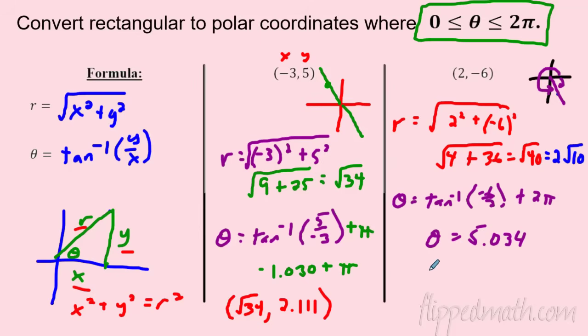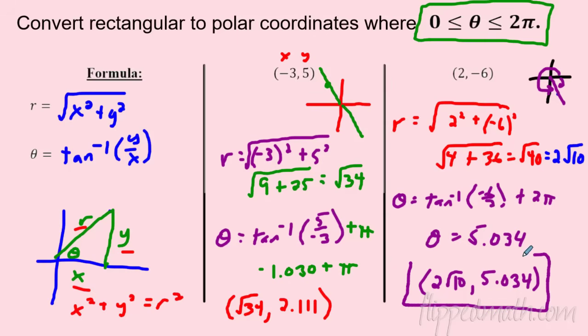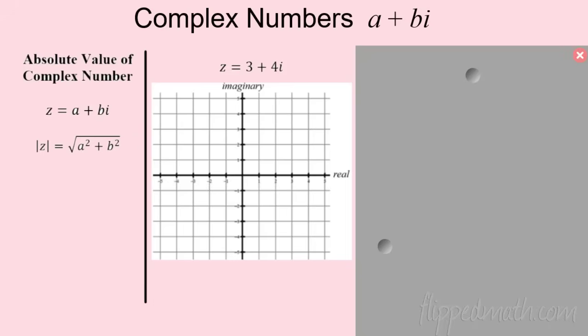there. So what is our final answer here? We've got 2 radical 10 as our r, and then our radians, our angle, is 5.034. Awesome. And that is our final answer there. There it is right there. That's our point, just converting things over. Sweet. So we're about done here.